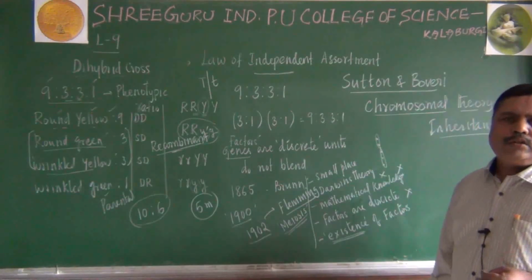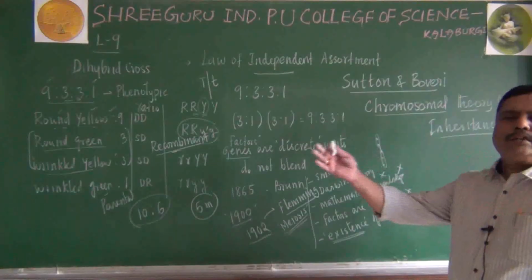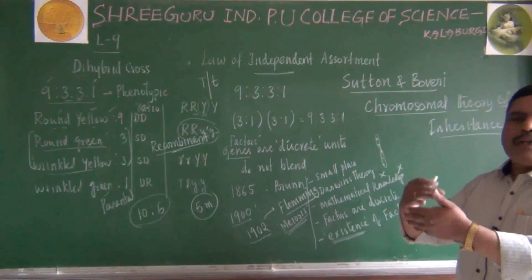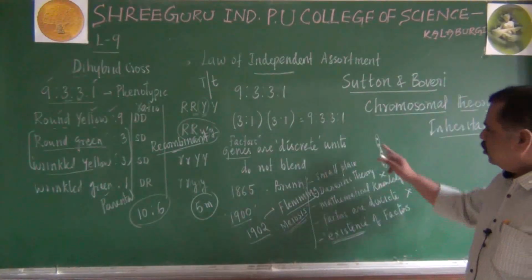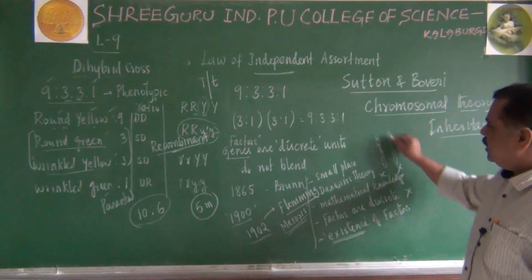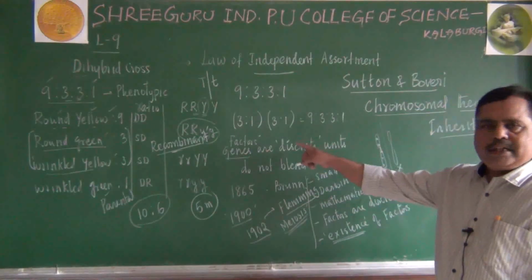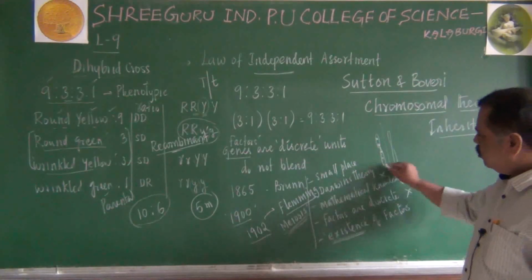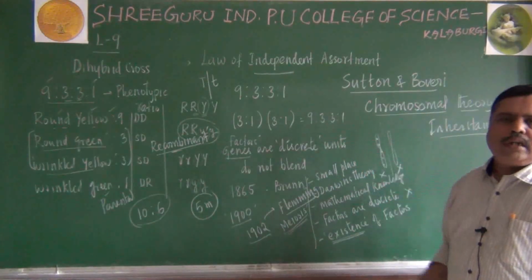In first year, you have studied about mitosis and meiosis. During anaphase, homologous chromosomes separate. During metaphase, they come and lie in the equatorial plane. During anaphase, they segregate. So chromosomes do segregate from each other. Similarly, genes also segregate. That is what the law of segregation tells. Chromosomes also assort independently. That is what Mendel also told.